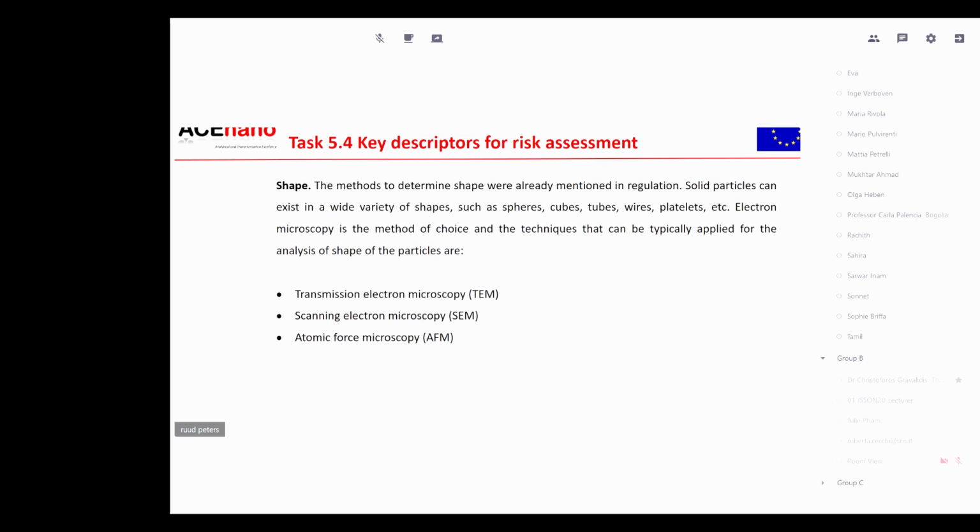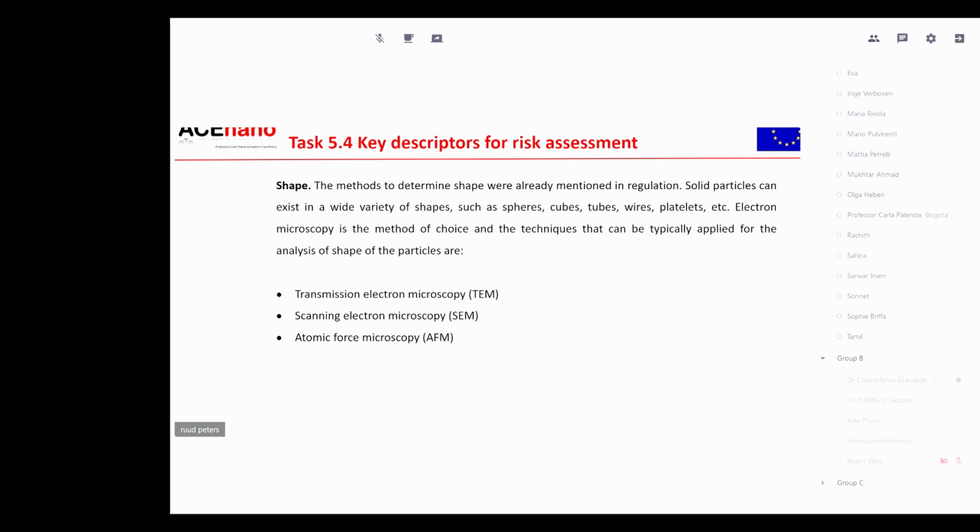The next one is shape, and this shape was of course already mentioned in the regulation. Electron microscopy again is the choice we could make for techniques that can typically be applied for the analysis of shape. You really want to see your particles here. So this is scanning transmission electron microscopy again, scanning electron microscopy, or atomic force microscopy.